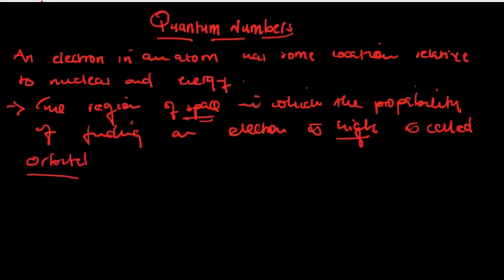So this term, maybe we'll be using it. An orbital is basically the space where we expect to find an electron, and the chances of us finding an electron in an orbital are very, very high. Is that okay?